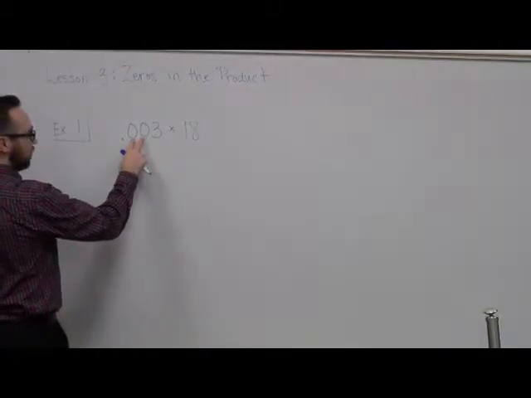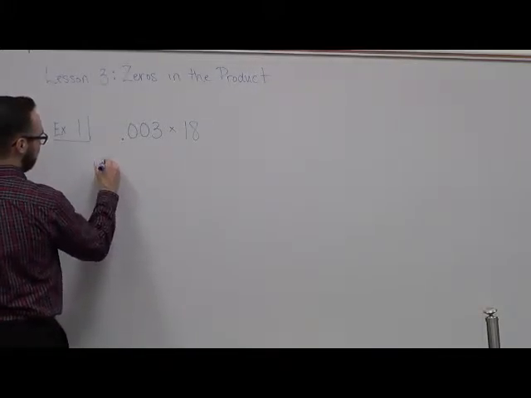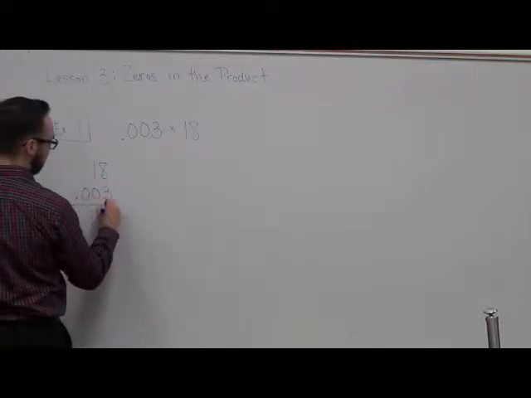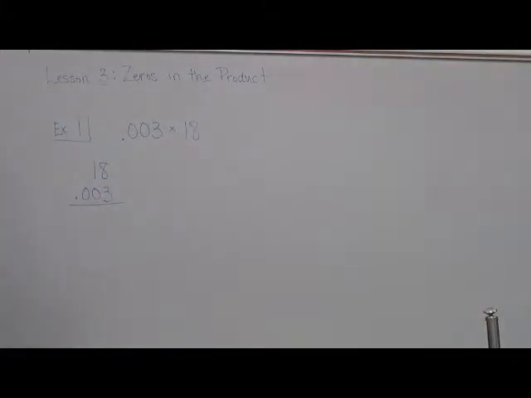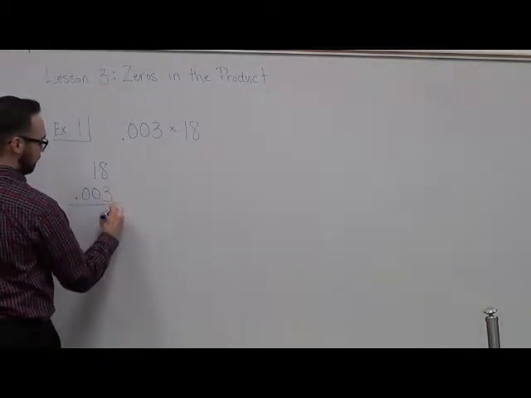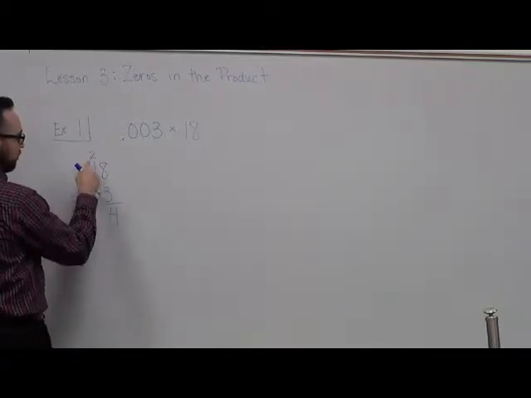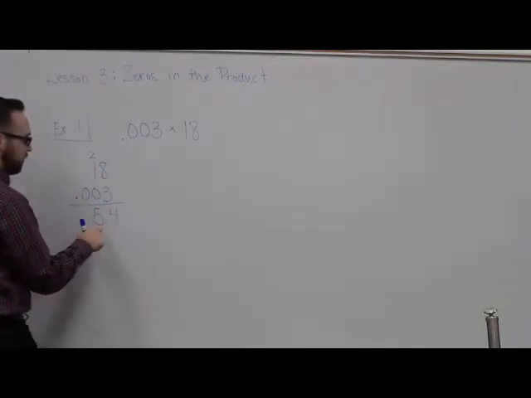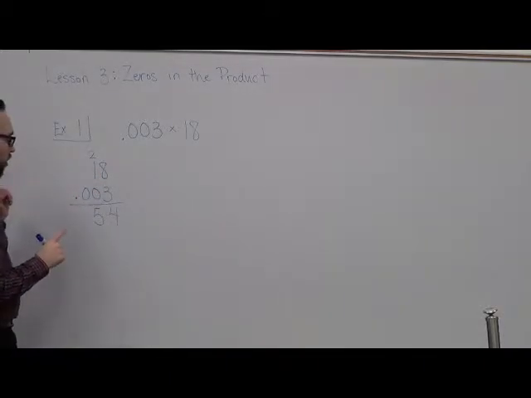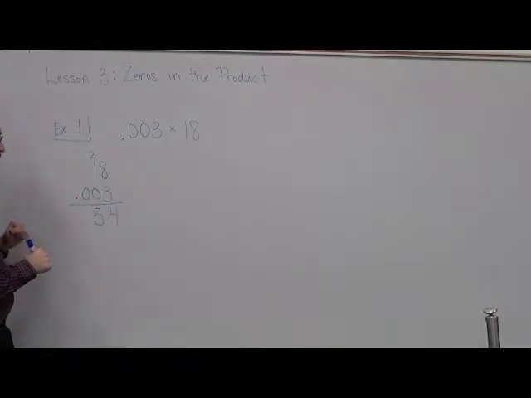Now there's a lot of zeros here, so what I'm going to actually do is I'm going to put the 18 on top, I'm going to put 0.003 on the bottom, and I'm only going to multiply by the 3. So 3 times 18, or 3 times 8 gives me 24. So put the 2, carry the 2. 3 times 1 is 3 plus 2 is 5. So there's my 54. I'm not going to continue through and multiply by zeros and add 0. All I'm going to do is account for that in my decimal point placement.